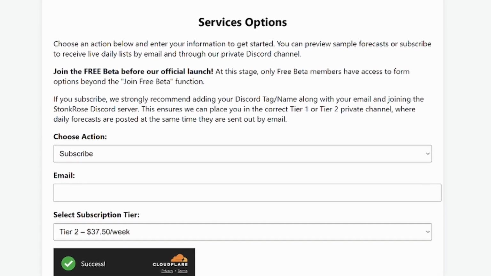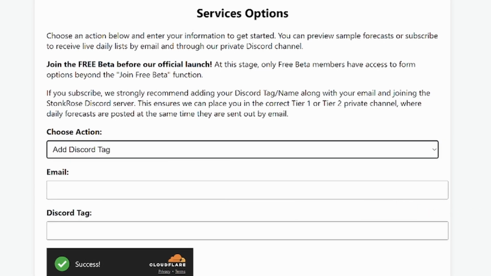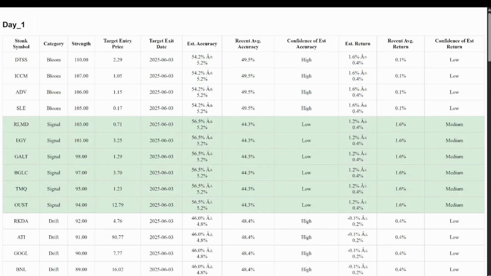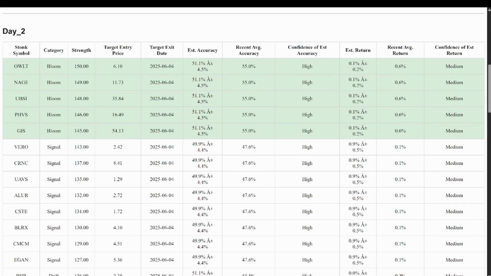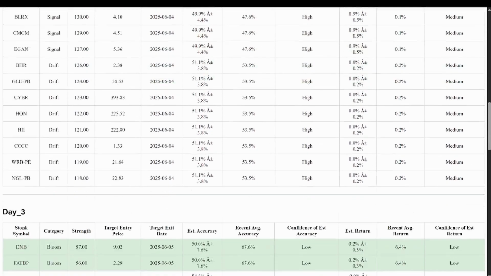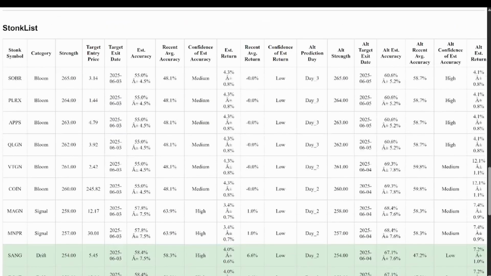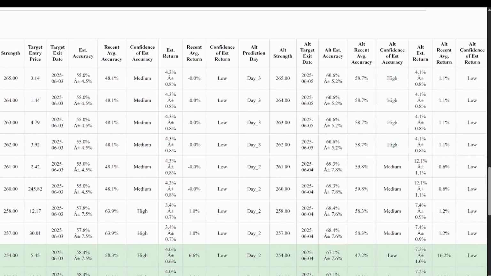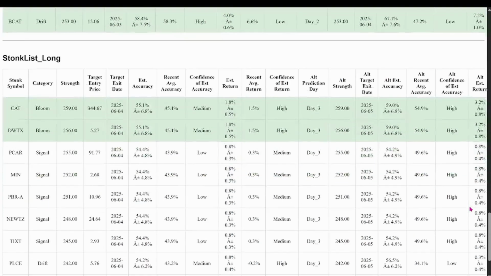Tier 1 gets you day 1 forecast lists. These lists are for same day entry and exit. You have the stonk symbol on the left side and the category column, which is the strength group that Rose AI is designed to place strongest stocks in Bloom, then Signal, then Drift. The target entry price is always the previous day close from when the forecasts were made.